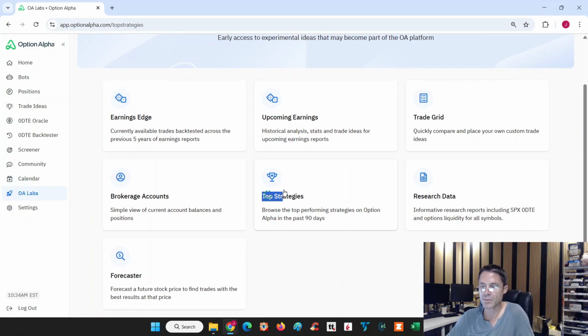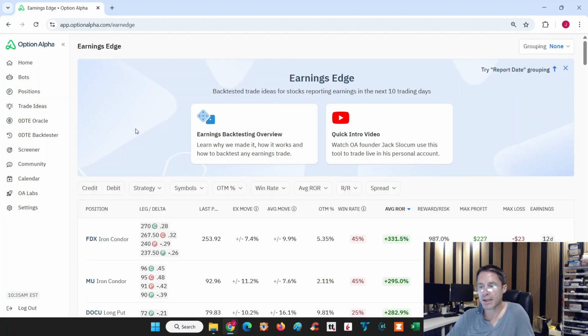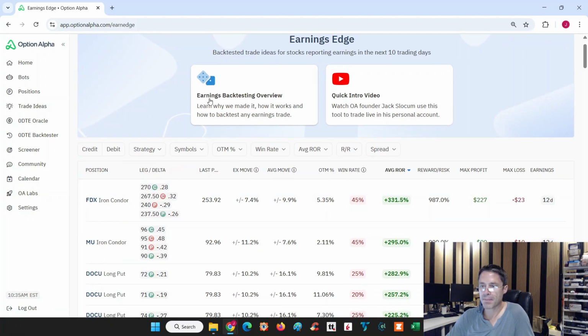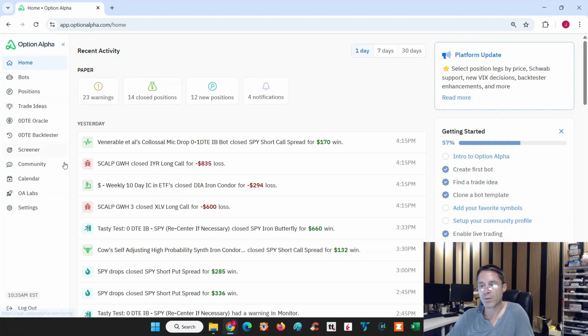So in top strategies, you go into Earnings Edge, you can see there's a video where you can watch Jack on how to use it, and then a backtesting overview, and then some suggested trades. So it's a super cool site. You can execute right from the platform. It actually offers something straight out the gate. It's not gimmicky.